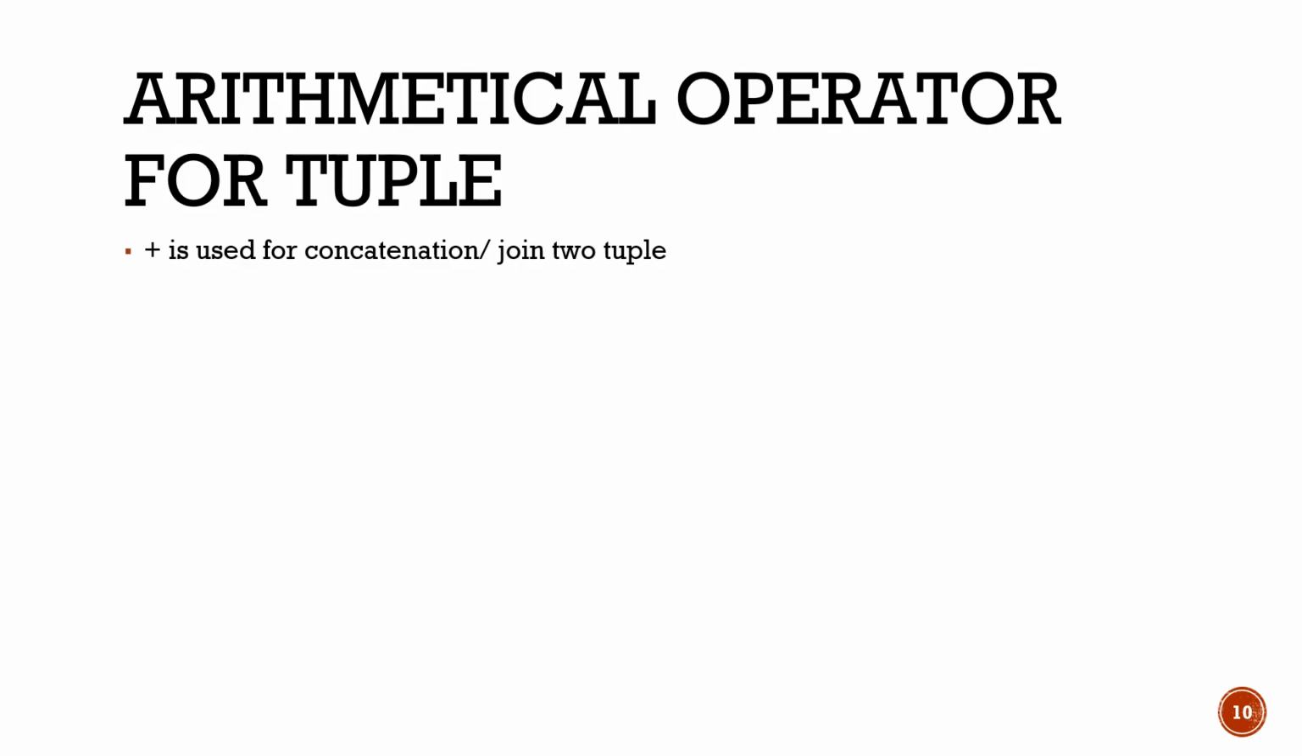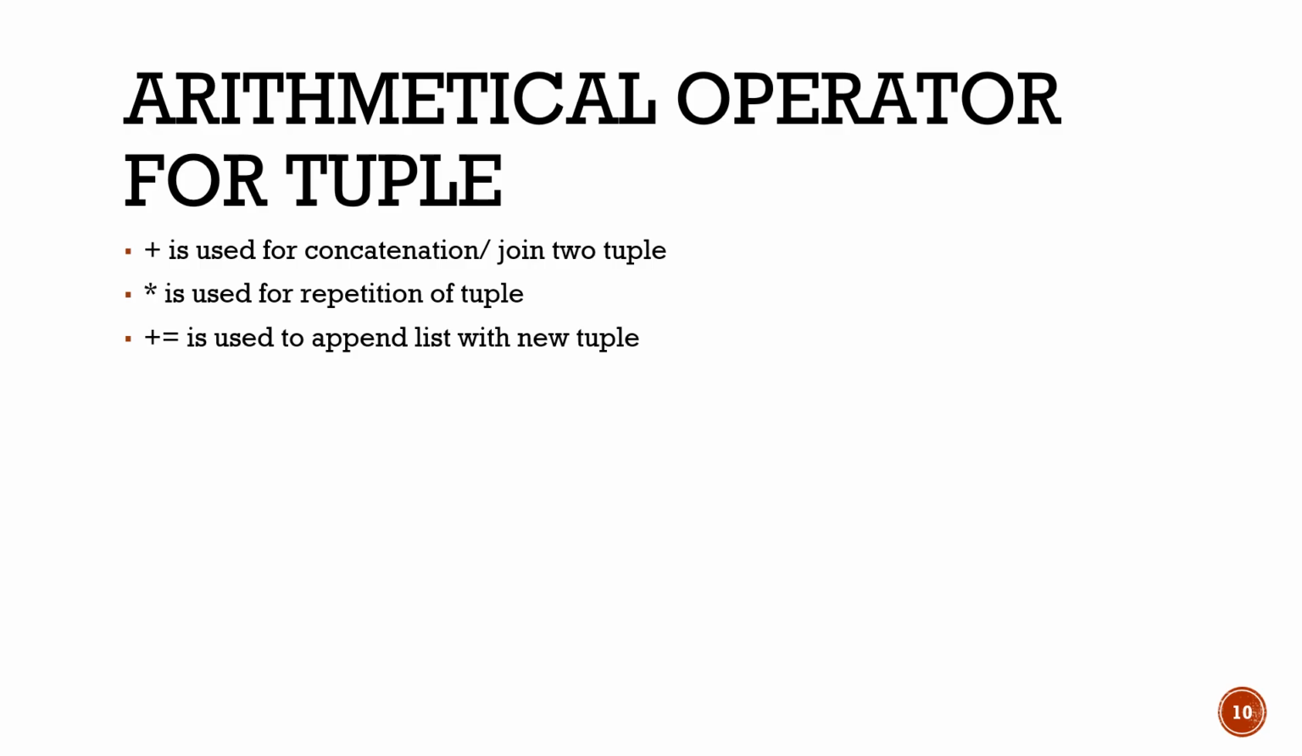So plus is for concatenation purpose, the multiplication sign, that is the asterisk sign, is for repetition purpose, and plus equal to is for append purpose. Now here it is going to append a list, not a tuple. But yes, this plus equal to is going to append a tuple also.